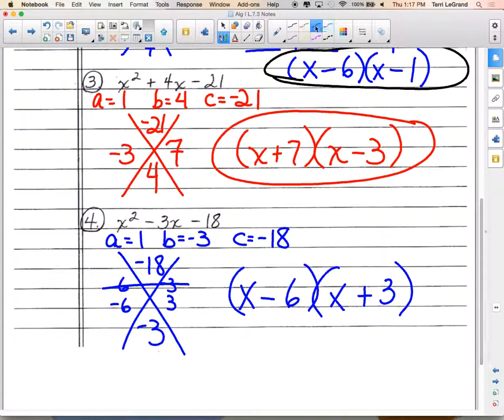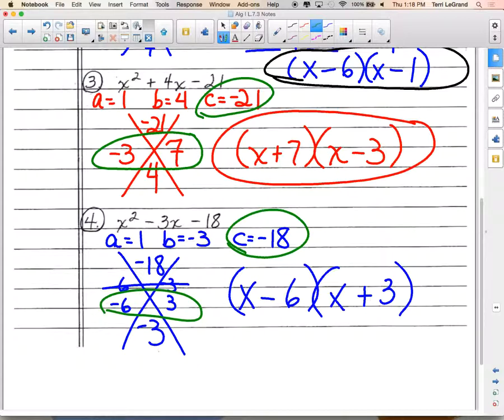So here, C is negative. Here, C is negative. What happened both times? What happened in both cases? Joe? Connor? The signs were opposite. One was positive and the other was negative, right? Look here. One of them is negative, the other is positive.